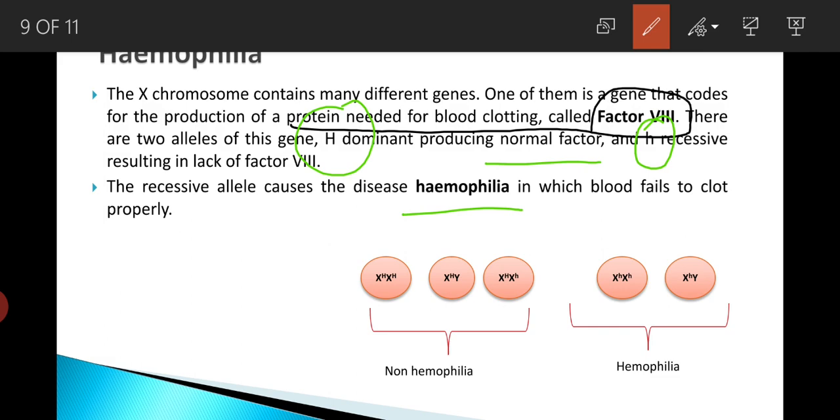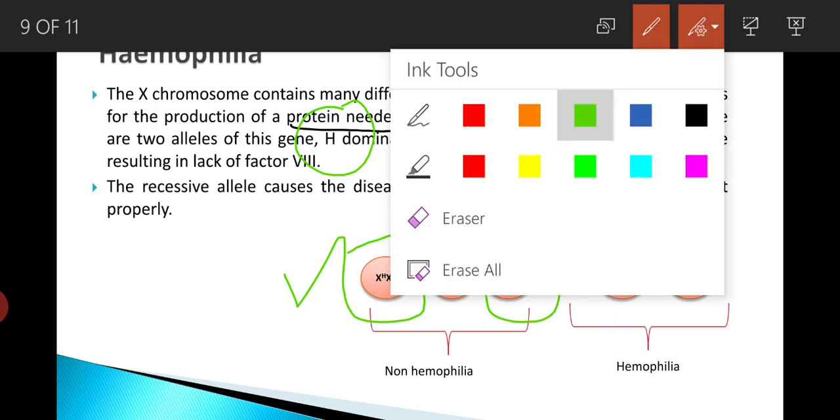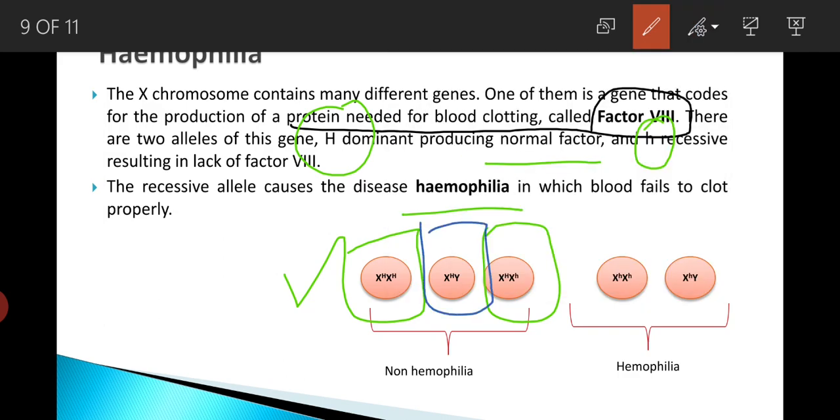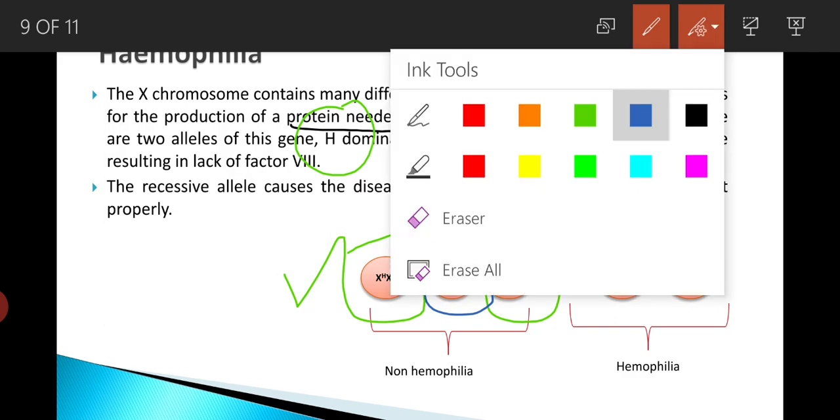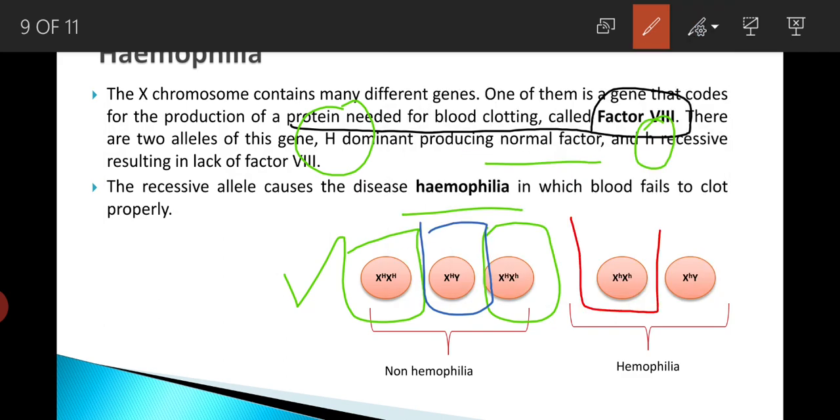So, if the female has two large H, she is normal. If the female has one large H and one small h, she is normal, but she is a carrier of hemophilia. And if the male has a large H on the X, he is a normal man. A person will have hemophilia when we have a female with two small h, or a male with one small h on the X chromosome.